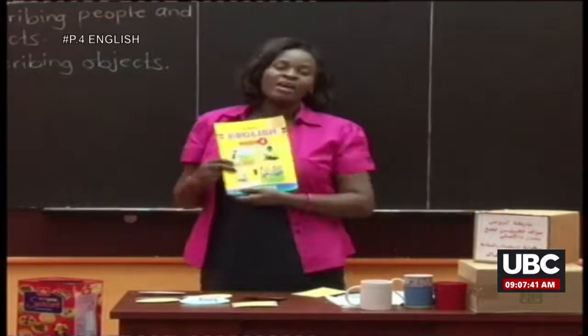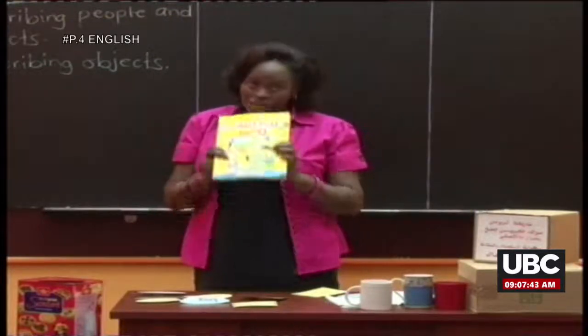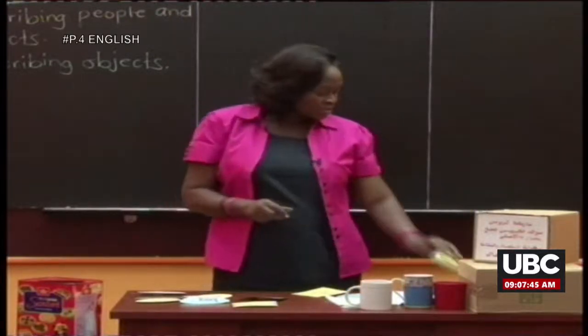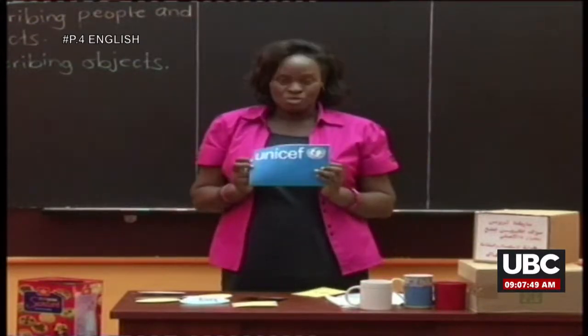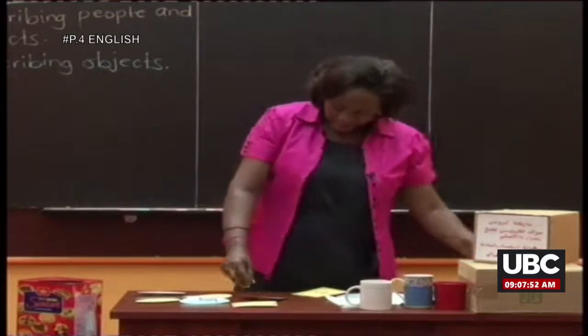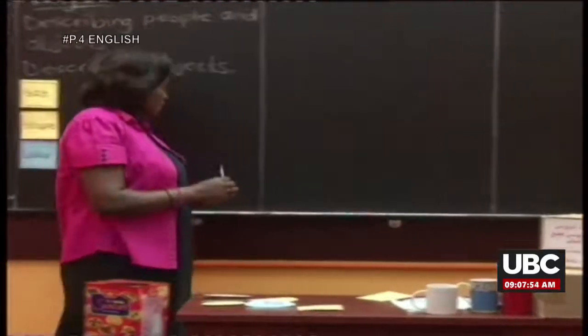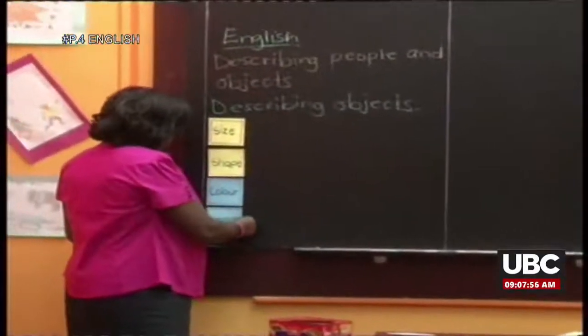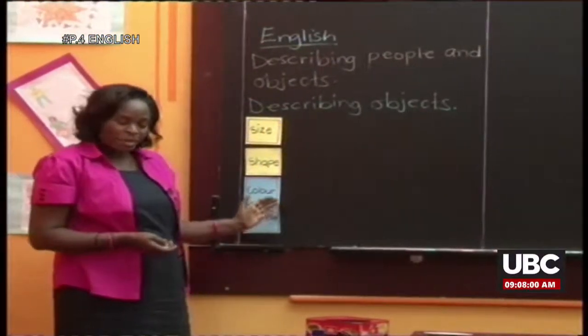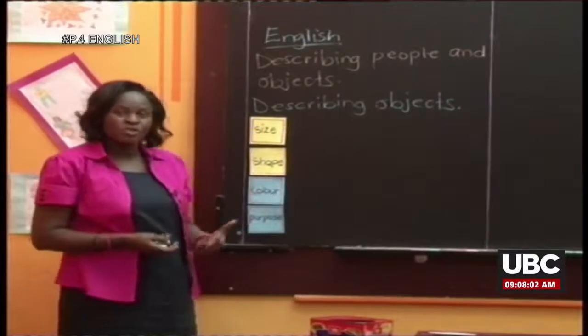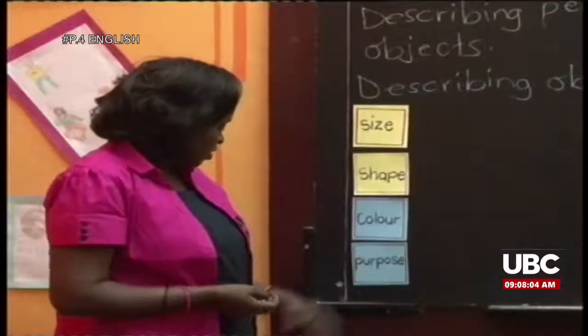I have my book here. I can describe it as a yellow book. And also this one as a blue book. Let's continue. We can also describe objects considering the purpose. What is that object used for? What is it used for?